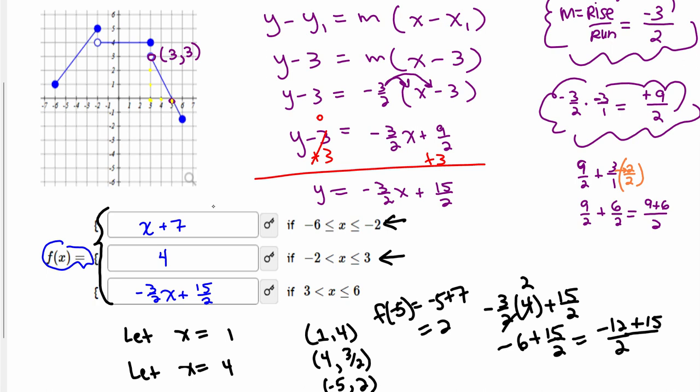Now notice that 1, 4 is right here, right? So it fell right on that piece. And 4 and 3/2, which is the same thing as 4 and 1.5. I go to 4 for x and 1.5, I'm right there. Okay, so that was that piece. And then for x equals -5, 2, there it is.